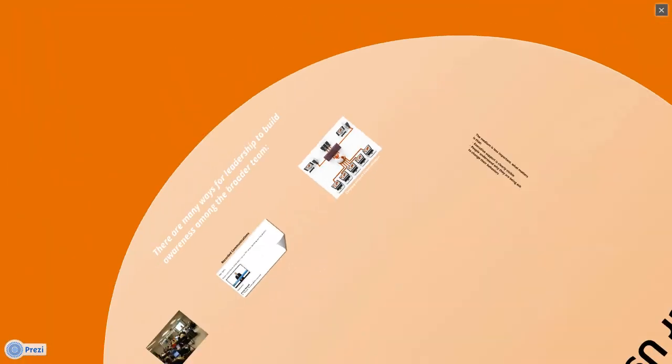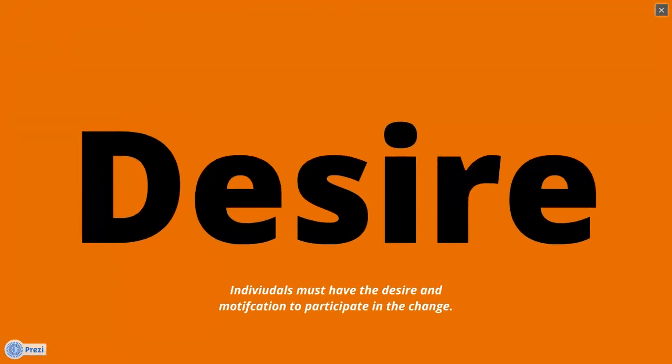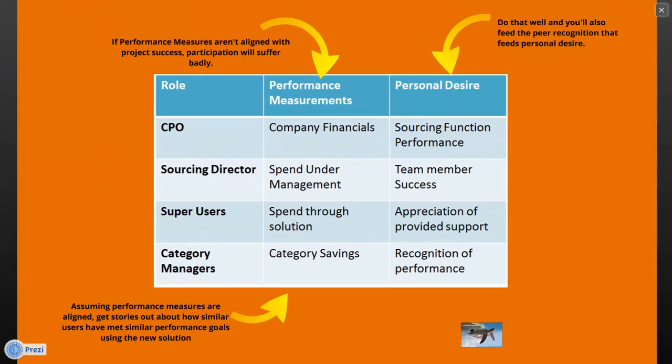In Desire, we are trying to ensure that the team has the right desire and motivation to participate in the change. A simple way to look at desire is to break it into parts by asking some key questions. What are we asking each person to do? Is the organization motivating them to do it? Does the person have personal drive to participate?